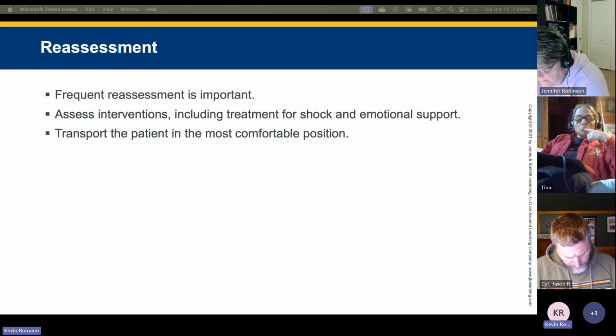Reassess. Because it is often difficult to determine the cause of abdominal pain, frequent reassessment is important. You're going to assess interventions, including treatment for shock and providing emotional support. Transport in the most comfortable position for the patient. Consider ALS, and communicate and document.